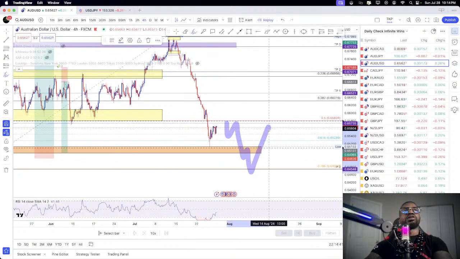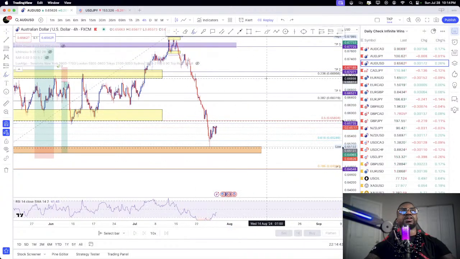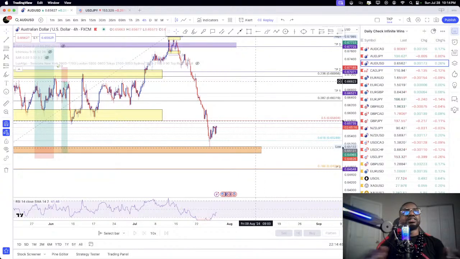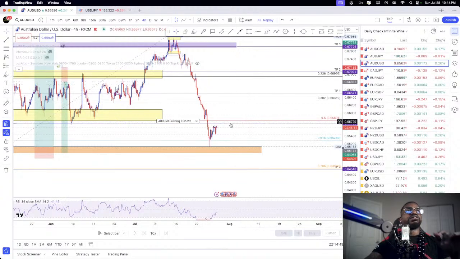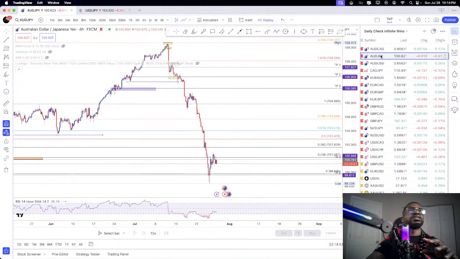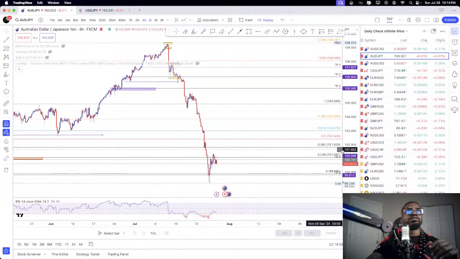All right. So I'm doing the same thing. This does not look as good as Euro JPY. I'm leaving this alone. I got these alerts set and I am waiting on it. Same thing here. Man, AUD was the place to be last week.